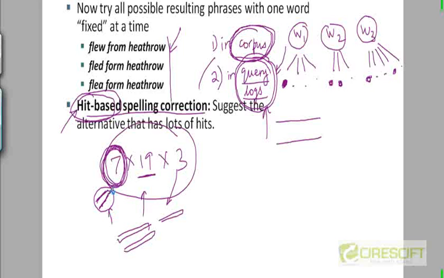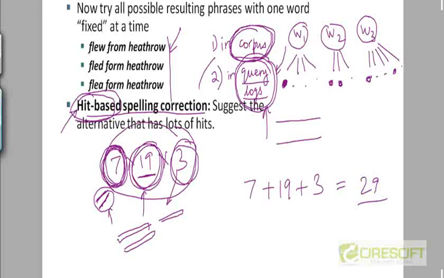and generate the 7 possibilities. Then correct only the second word and generate 19 possibilities. Then correct only the third word and generate 3 more possibilities. In that case, you will have 7 plus 19 plus 3, which is what somebody was saying a few minutes ago. Right?